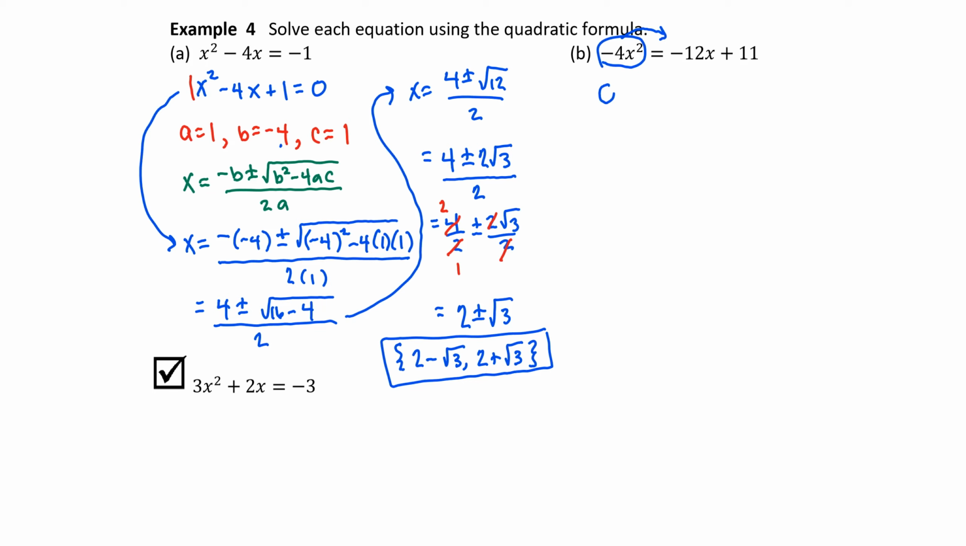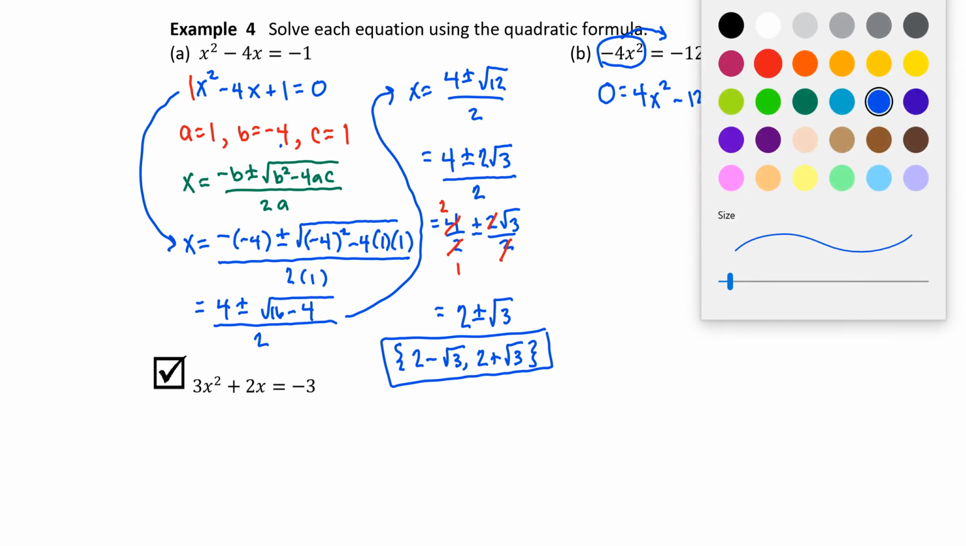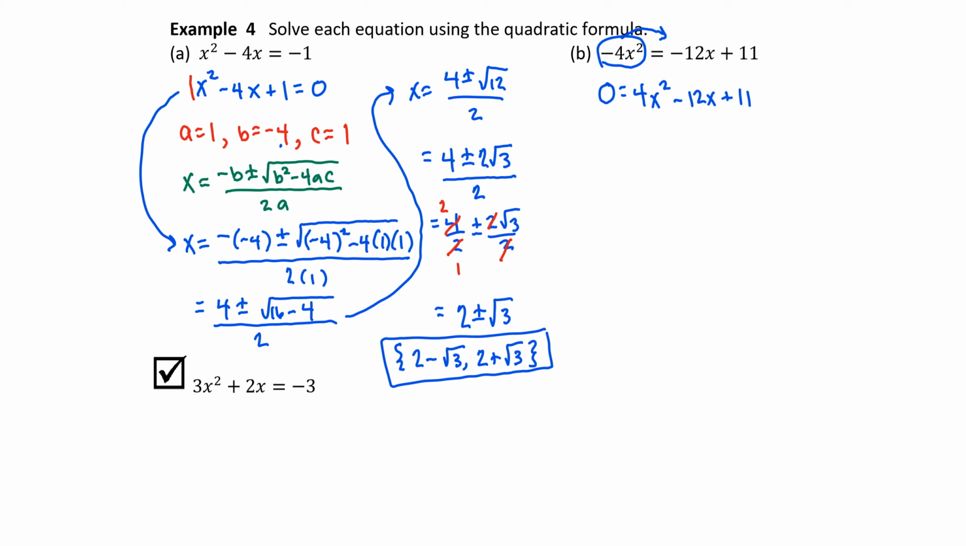So I'm going to add 4x squared to both sides, and I'm going to put it in front over here on the right side, so that we have A, B, and C in order. Our quadratic equation is in descending order. A is the coefficient of x squared, so A is 4. B is the coefficient of x, which is negative 12, and C is 11.